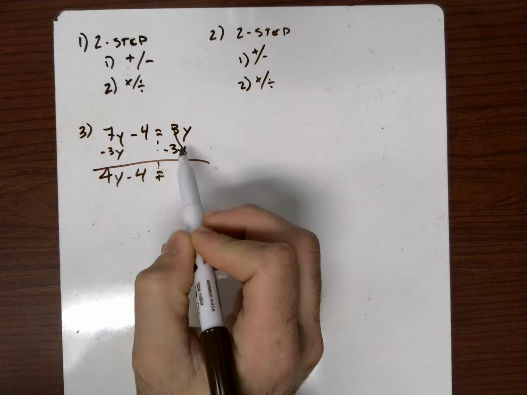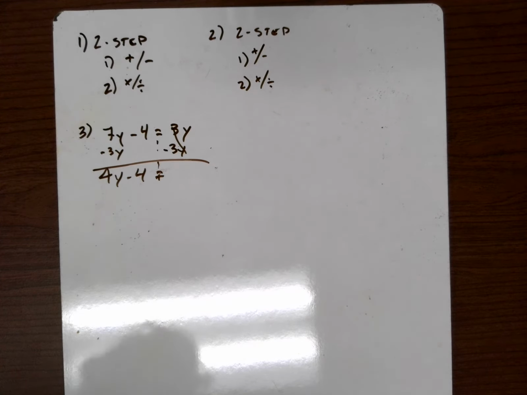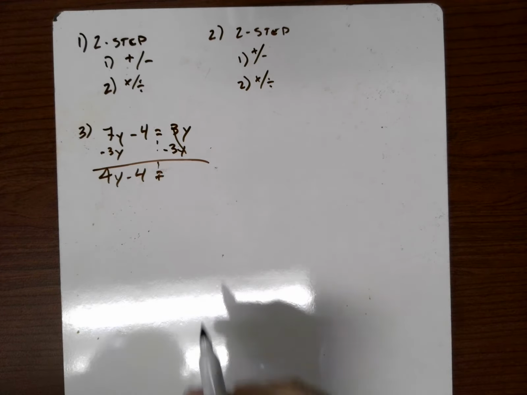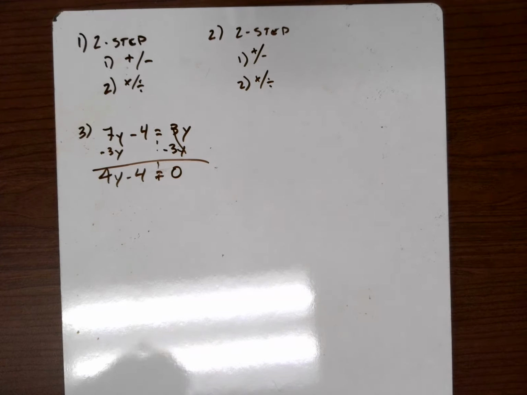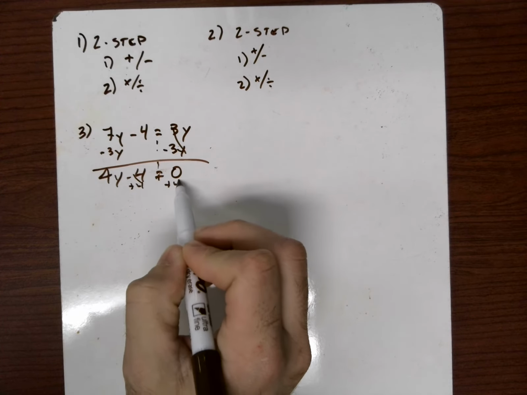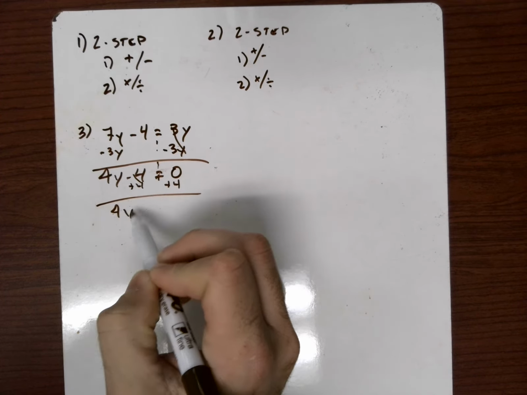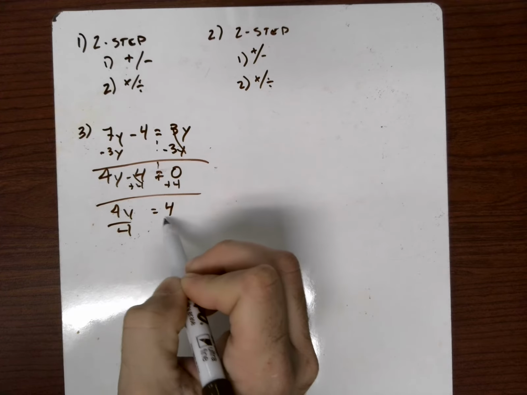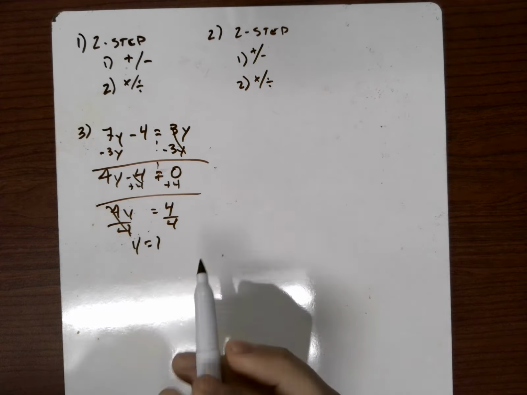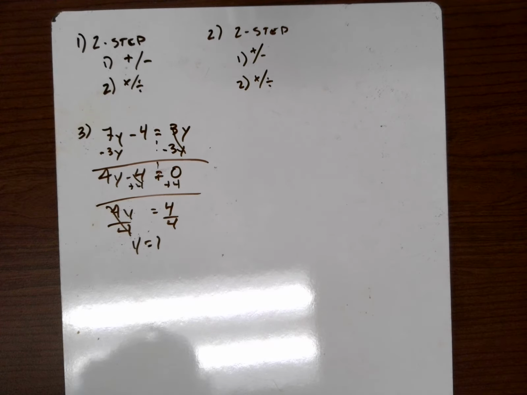Now, 3y minus 3y, yes, they cancel, but the reason they cancel is because they equal 0, and we don't just put plus 0 in here. So this is just going to be 0. Then I have a two-step, and I would just add 4, add 4. You're going to get 4y equals 4, divide by 4, divide by 4, and you would get y equals 1. So that's a similar example to number 3.